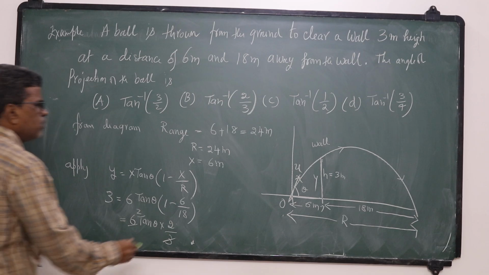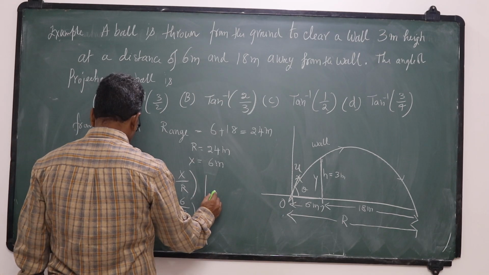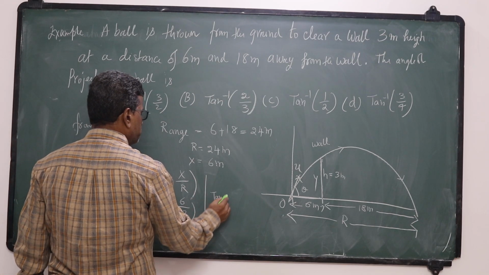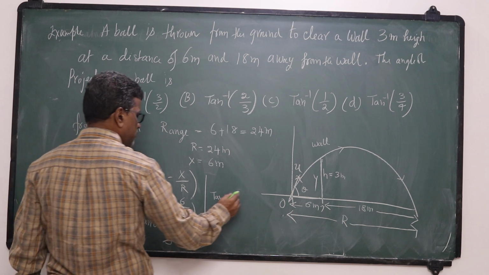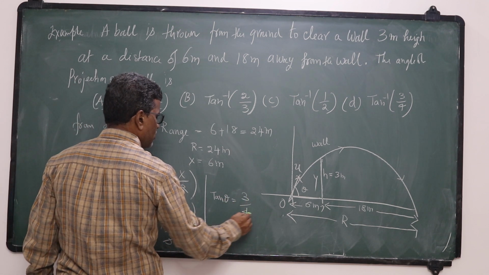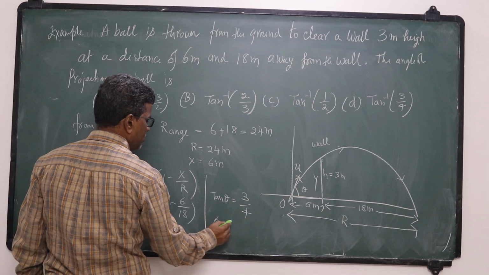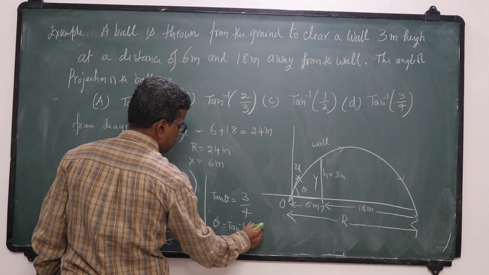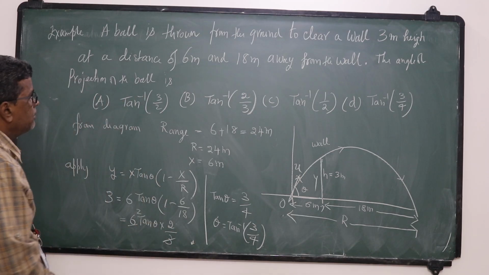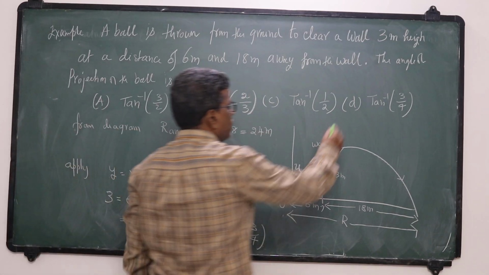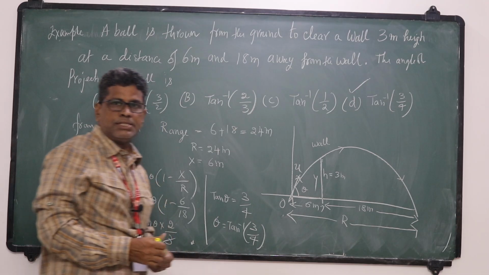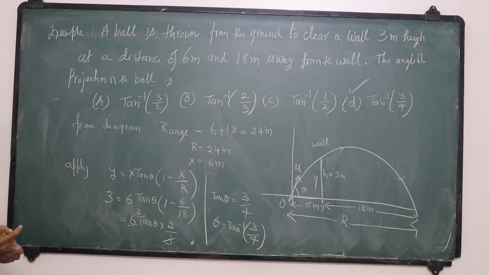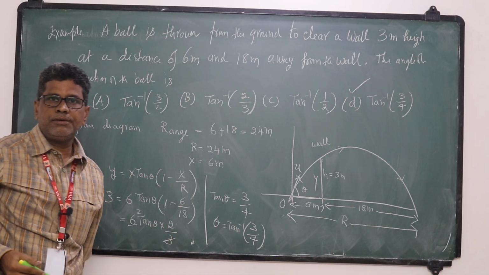Tan theta is equal to, so what is the answer here? Tan theta is equal to, you will get 3 by 4. So what is theta? I think it is tan inverse 3 by 4. So this is the answer, tan inverse 3 by 4. So this is the angle of projection. Okay? Clear? Next one.